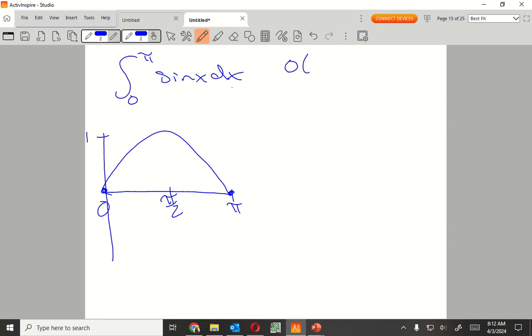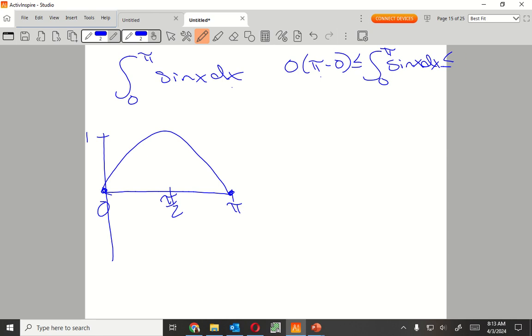0 times b minus a, which is pi minus 0, should be less than or equal to the integral from 0 to pi of sine x dx, which should be less than or equal to, what is my high value here? What is my highest value? At pi over 2, that's the x value, but I'm looking for the y. It's going to be 1.